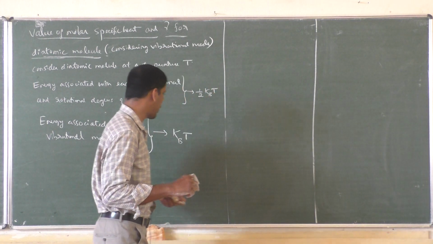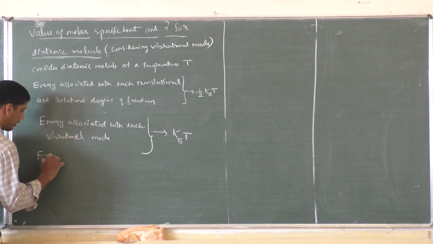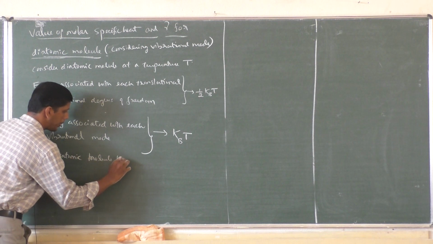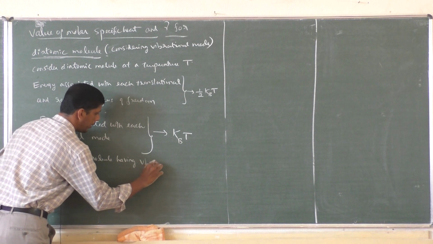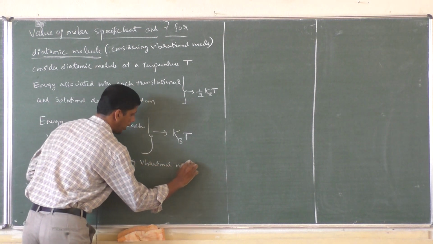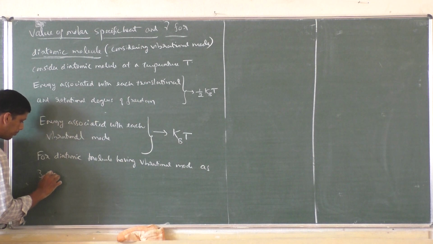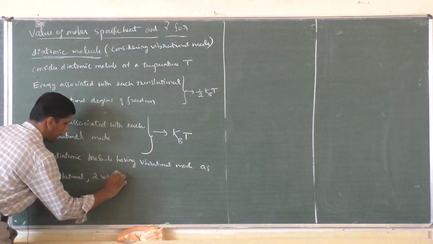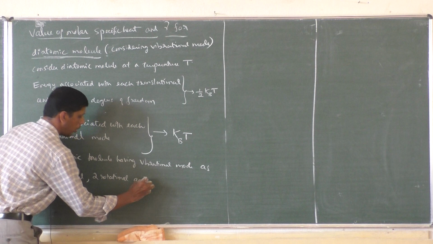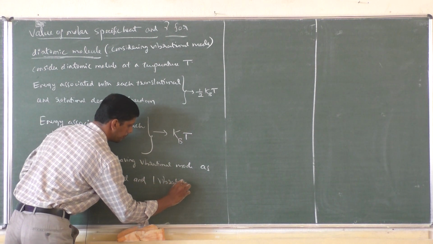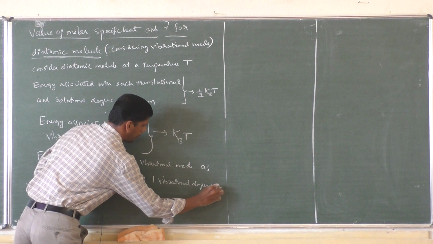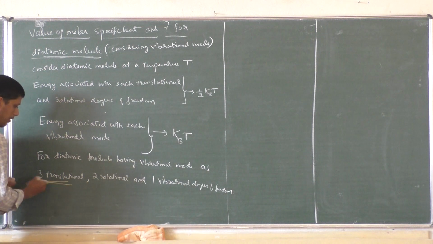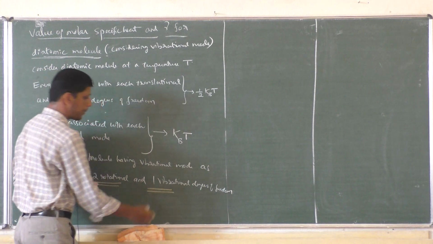Now suppose we consider a diatomic molecule having a vibrational mode. It has 3 translational, 2 rotational and 1 vibrational degrees of freedom. So note down: 3 translational, 2 rotational and 1 vibrational degrees of freedom.